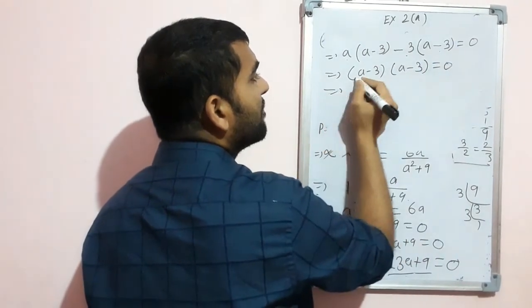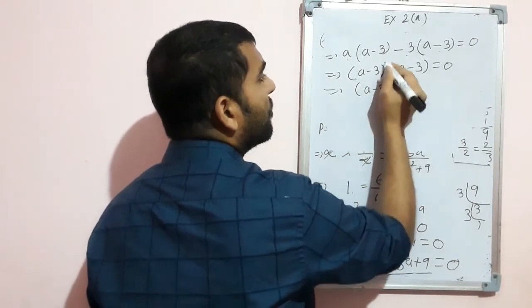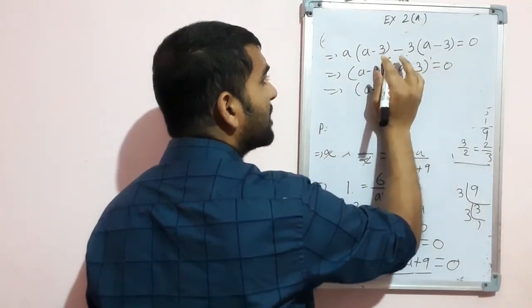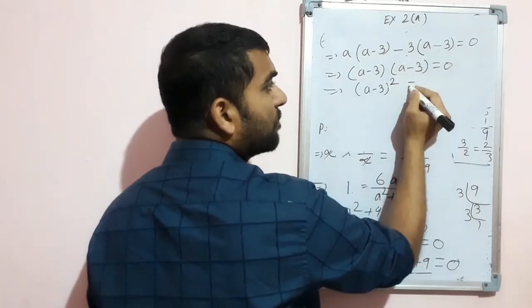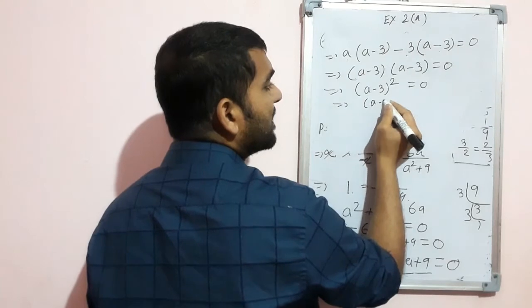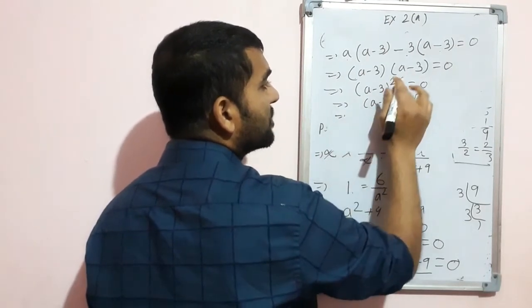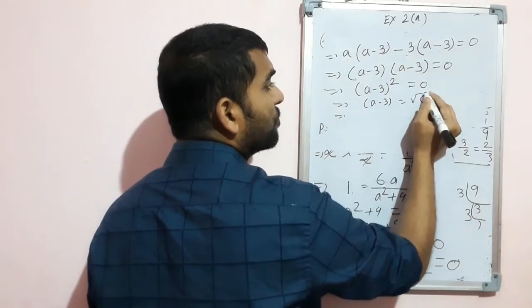Or what you can write? A minus 3, we can write here a minus 3 with power 1, here 1 plus 1. It will be 2 equal to 0. Take a square root on both sides. It will be a minus 3, then root over 0. Then a square changes into a square root.